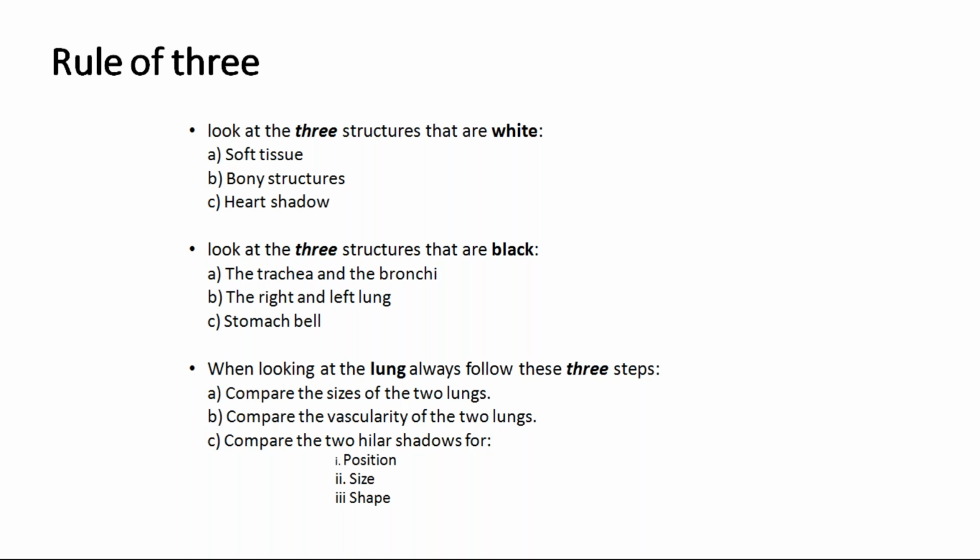So when you are looking at the lung, always follow three steps. What are they? Compare the sizes of the two lungs. Are they equal or any deficiency on one side? Compare the vascularity of the two lungs, that is the vascular markings, are they equal on left and right? Compare the hilar shadow. You know the right and left hilum, what is their position? I'll talk to you about how to describe their position. Right and left are equal or not. Size, any enlargement on one side, and the shape. These are the things with the hilum. So you look at the blacks and whites, the sizes of the lungs, and then the hilum.